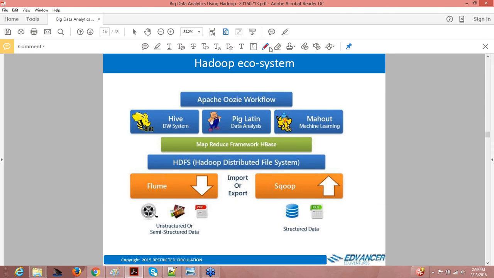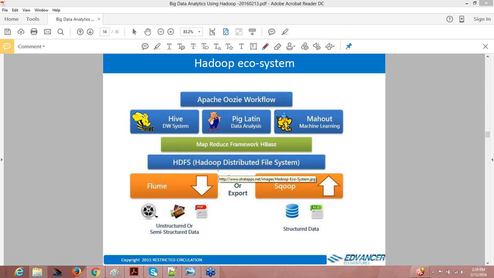Now let's take a quick look at the Hadoop ecosystem. What are the other components which are built around the core components of Hadoop? The two core components of Hadoop are storage and processing. Storage is HDFS, processing is MapReduce.